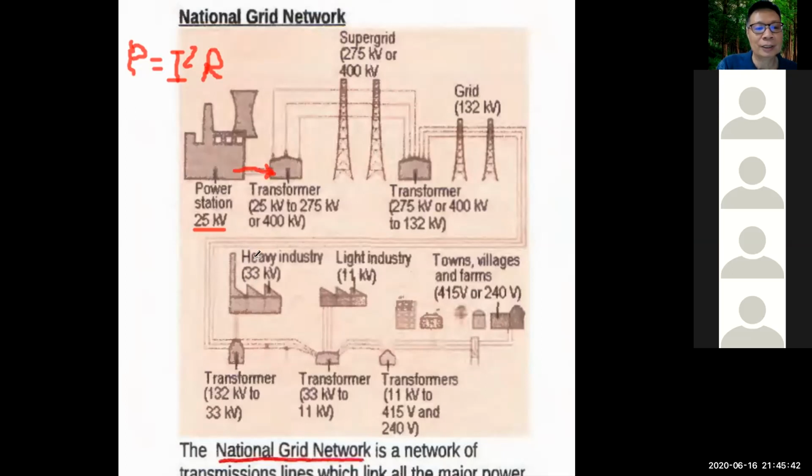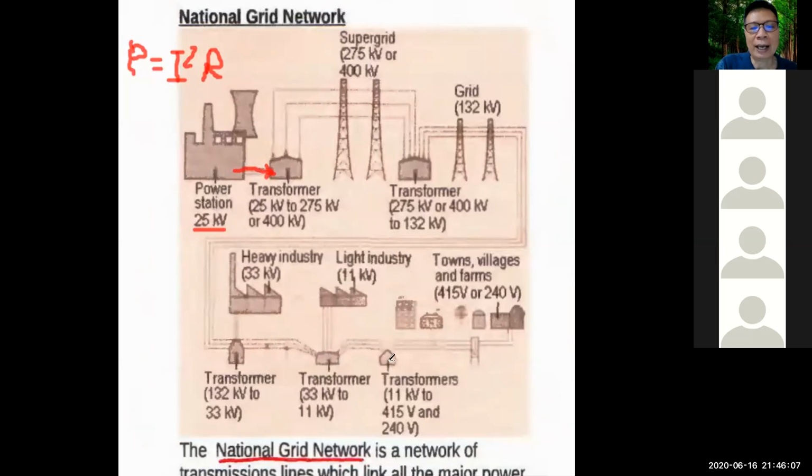Next, step down again to 11,000. Use another transformer to step down to 11,000. This one is for light industry. Light industry, like Batu Perendam, Malim Jaya, all these are considered light industry. So you step down to 11,000, right?